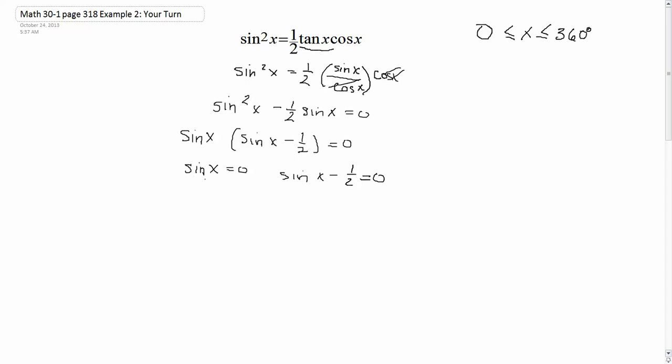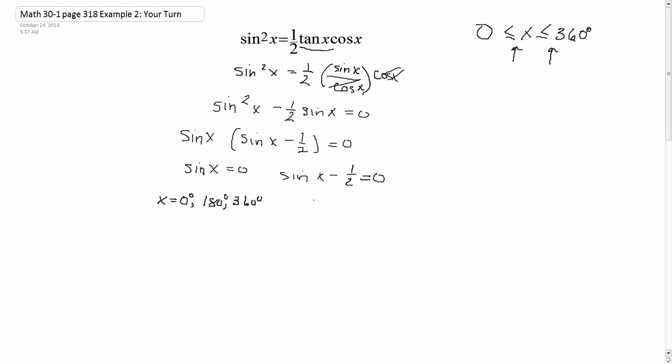On our unit circle, where sin x is equal to 0, inside of this range x can equal 0 degrees, 180 degrees, and 360 degrees. That's because we have equal to here and here, so it can include 0 and 360.